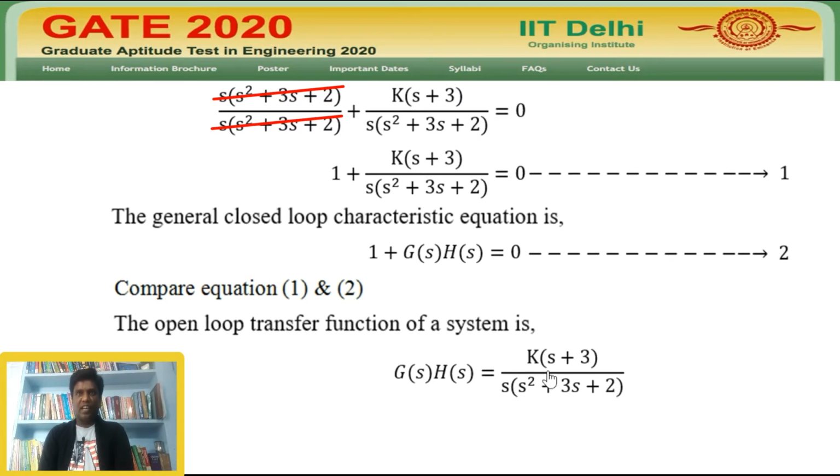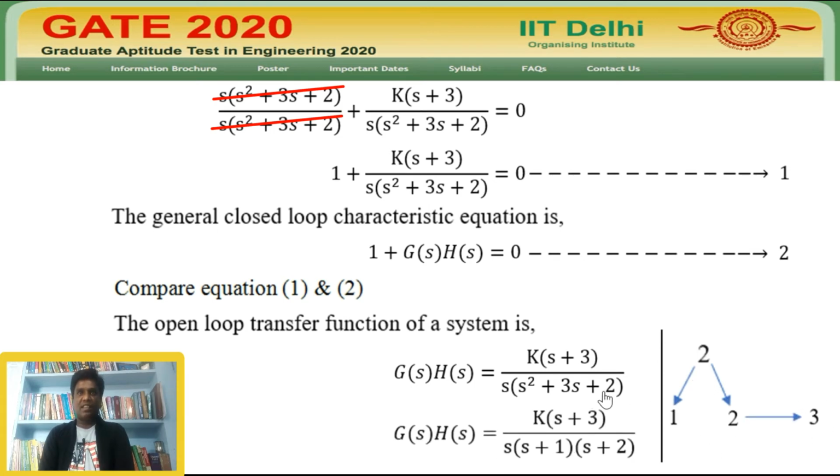Next, do the factorization of the denominator part of the equation, s square plus 3s plus 2, in this manner: 1 into 2 is 2, 1 plus 2 is 3. After factorization, this equation will be G(s) into H(s) equal to k into (s plus 3) divided by s into (s plus 1) into (s plus 2). This is the required open loop transfer function of the system to sketch the root locus diagram.